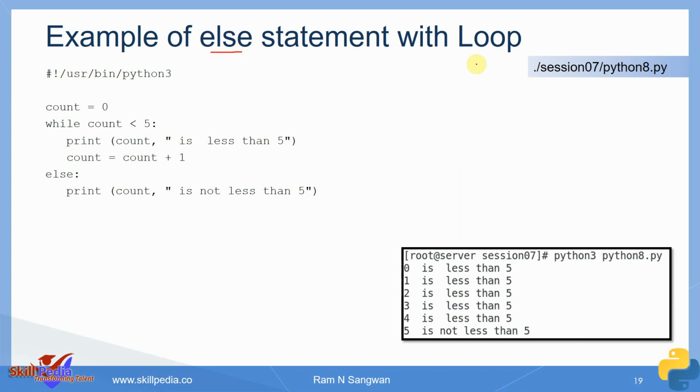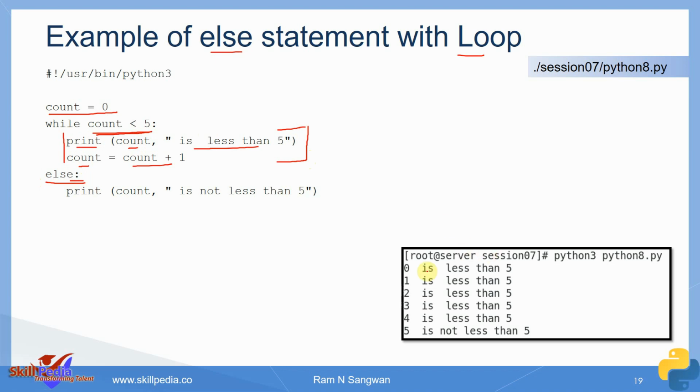You can also have an else statement with the loop. Count equal to 0, while count is less than 5, print count is less than 5, count equal to count plus 1. Continue executing it. When this condition becomes false, meaning count becomes 5, then the else part will be executed. So this body will be executed as long as the condition is true. This is the loop part, and this is the else part of the loop.